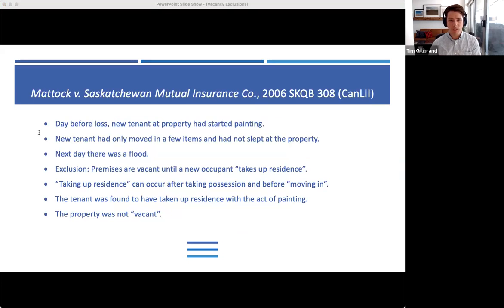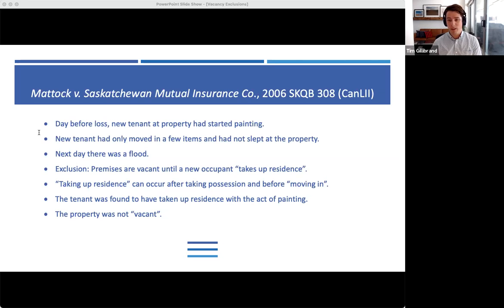So as an example of that, the Maddock versus Saskatchewan Mutual decision involved an insured rental property. The insured had a tenant who was ready to move into the property. And on one day, the landlord transferred the utilities into the tenant's name. The same day, the tenant brought over a few things and started painting the property, which was something that he had agreed to do in lieu of the rent for that month. The very next day, there was a flood.